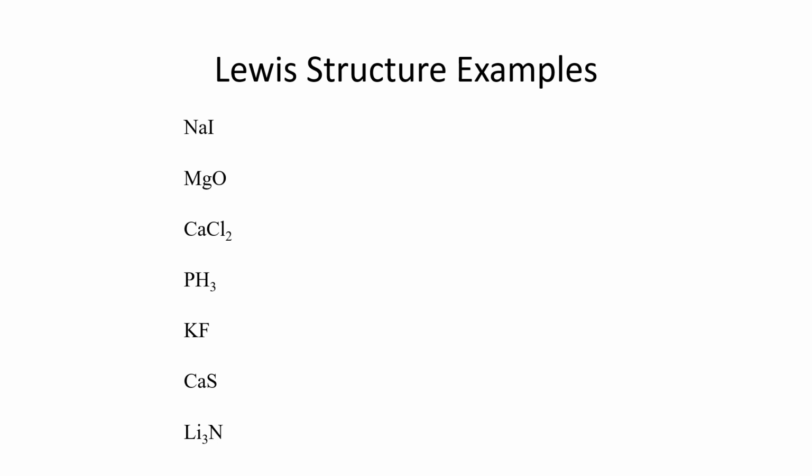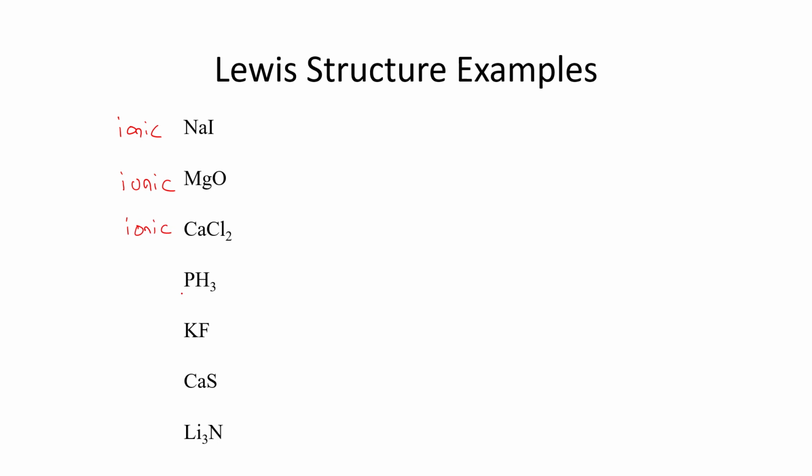So the first thing you have to do when it tells you to draw out Lewis structures is you have to determine whether it's an ionic or covalent bonding system. And how you determine that is based on the presence of metals. This first one is sodium. Sodium is a metal, so this is going to be an ionic bond. The next one, magnesium. Magnesium is a metal, it's going to be ionic. The next one is calcium. Calcium is a metal, this is ionic.